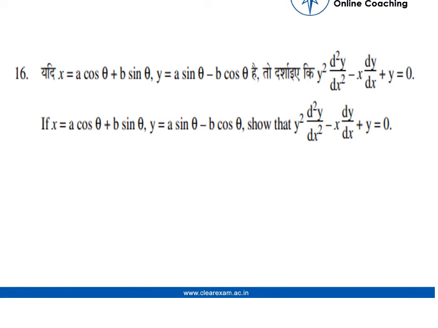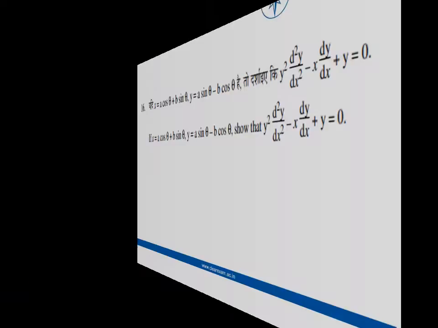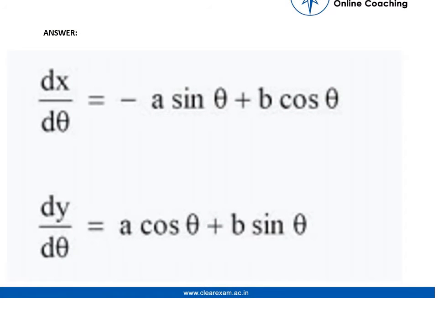Hello everyone. So we are given the values of x and y, and we need to show that y squared d²y/dx² minus x dy/dx plus y equals 0. So x is given as a cos theta plus b sin theta.